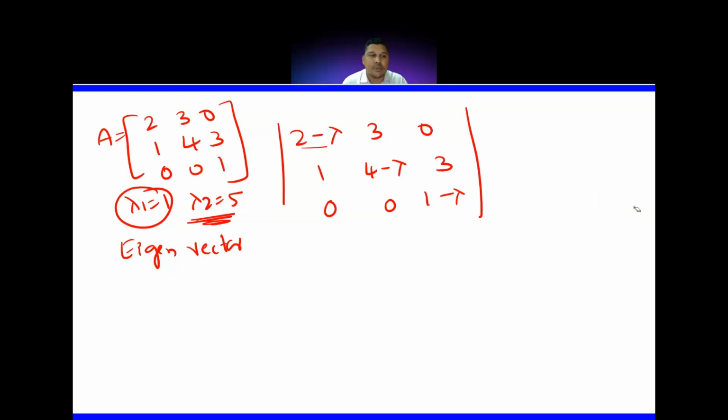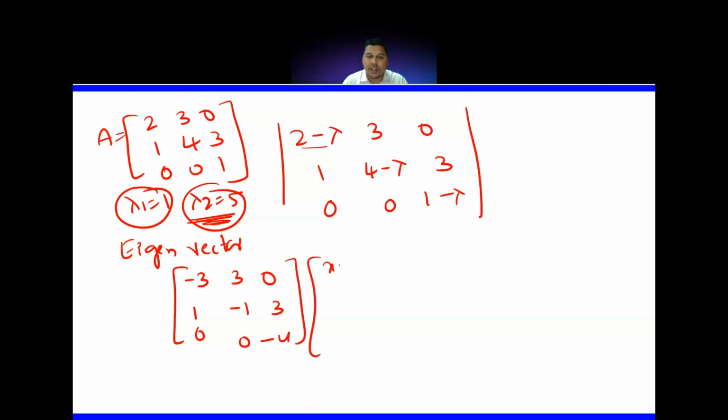So let's now substitute lambda 2 equal to 5. What does my matrix become? It becomes 2 minus 5, which is minus 3, 3, 0; 0, 4 minus 5, which is minus 1, 3; 0, 0, 1 minus 5, which is minus 4. So you have equations with x1, x2, x3 equal to 0. If you solve these three equations, you get the value directly. Sometimes, even without applying Cramer's rule, you may get the values by solving the equations.